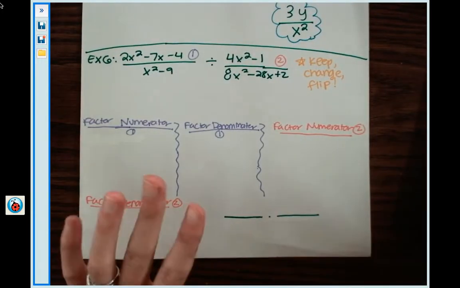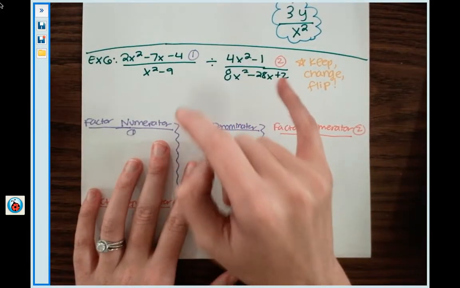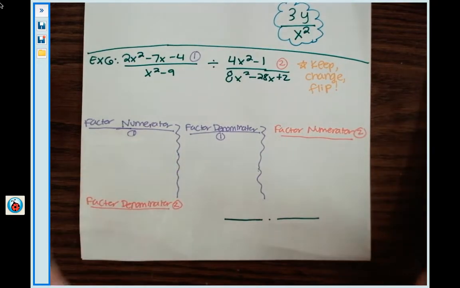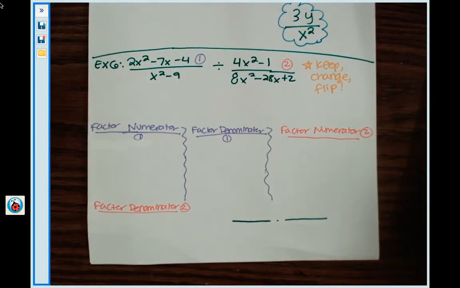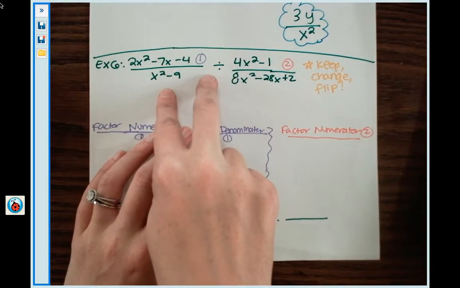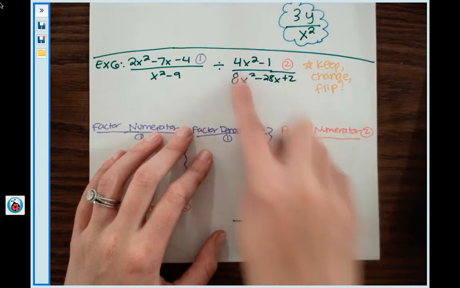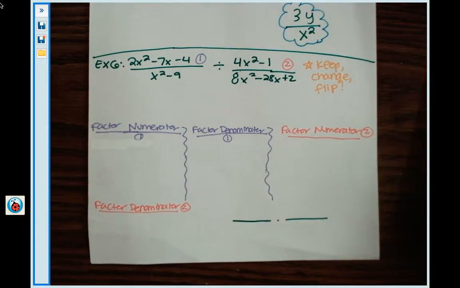So guys, example 6. Again, when we divide with two fractions, essentially after we do this first step, keep, change, flip, it just turns into a multiplication problem, which you guys are pros at. So let's get started. Okay, so keep, change, flip. We keep the first fraction the same, change division to multiplication, and then we're going to flip the second fraction, or find the reciprocal. Okay, so let's do that first.